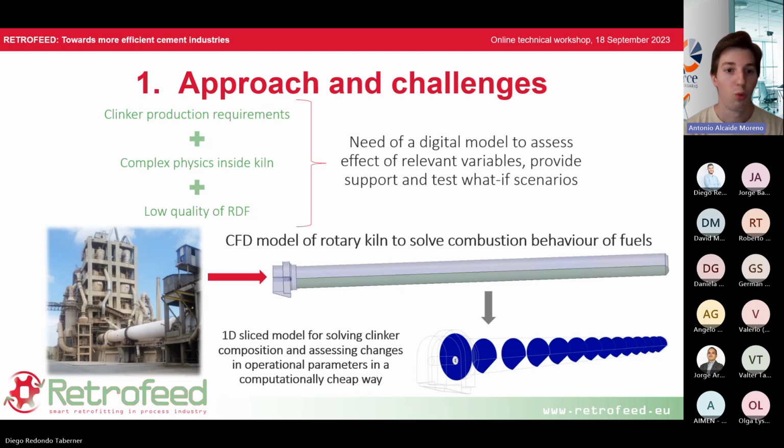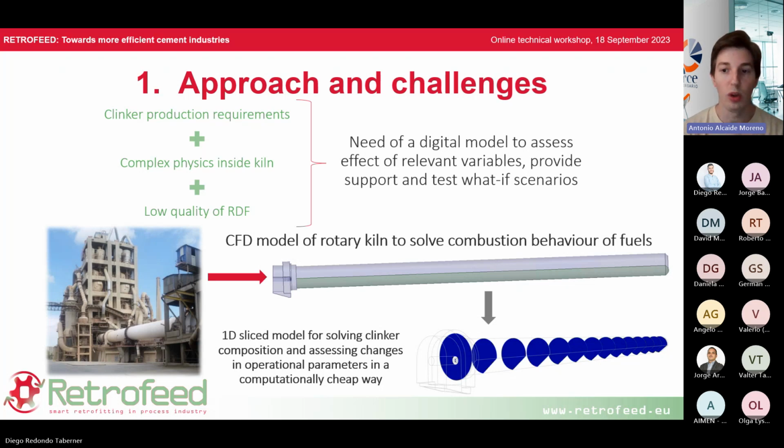For that purpose, we made a computational fluid dynamics model of the rotary kiln in order to solve the combustion of the fuels. Remember that we are introducing a share of petroleum coke and the refuse-derived fuels, both at the same time from the burner, and they are intended to burn all along the length of the kiln. So the CFD model purpose is to capture how this happens.